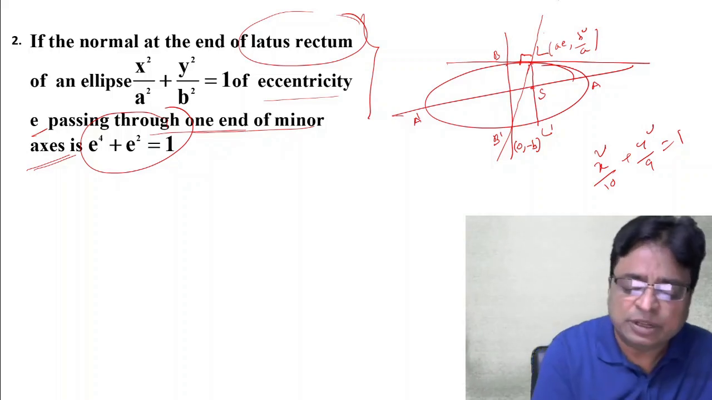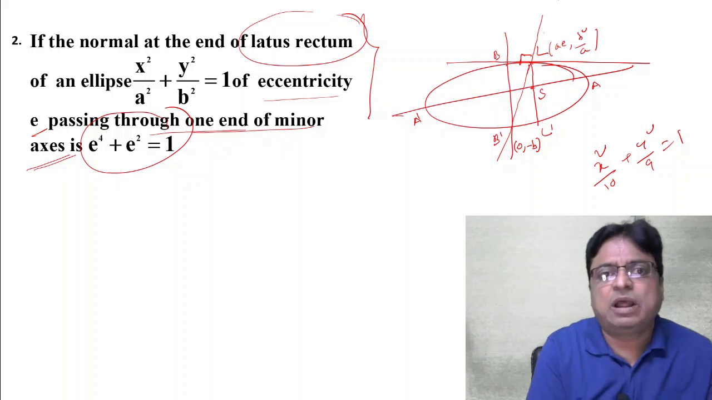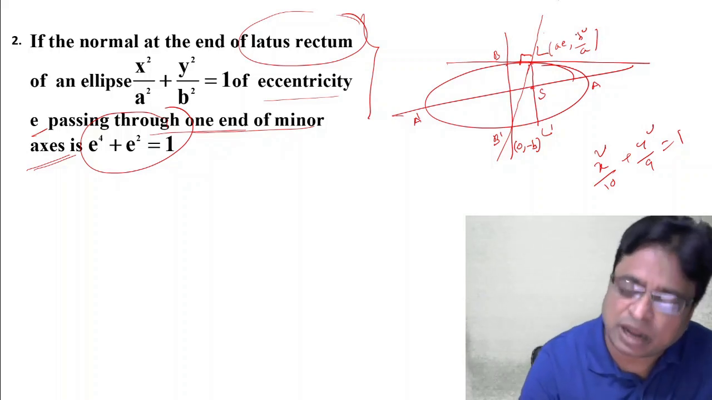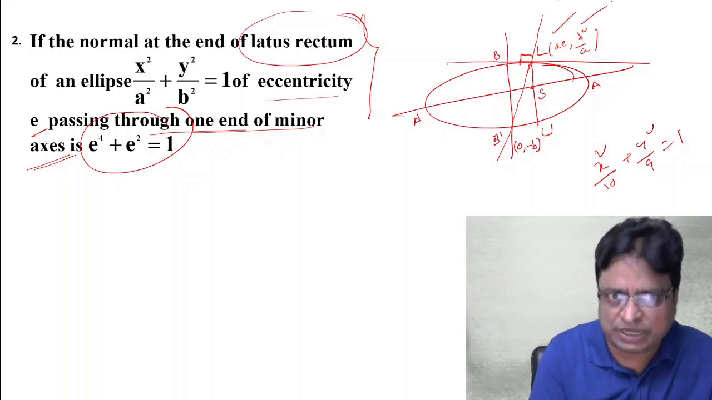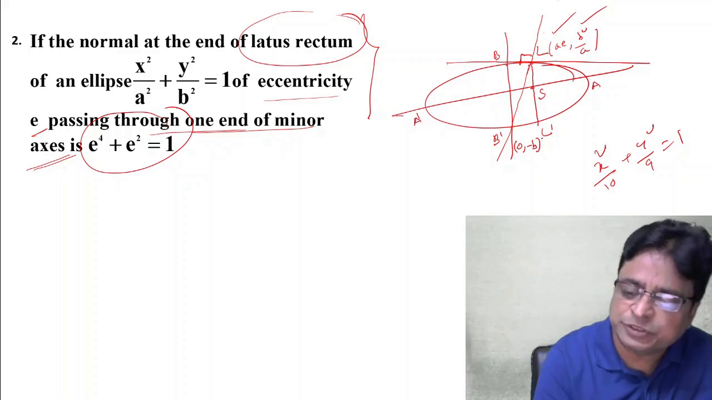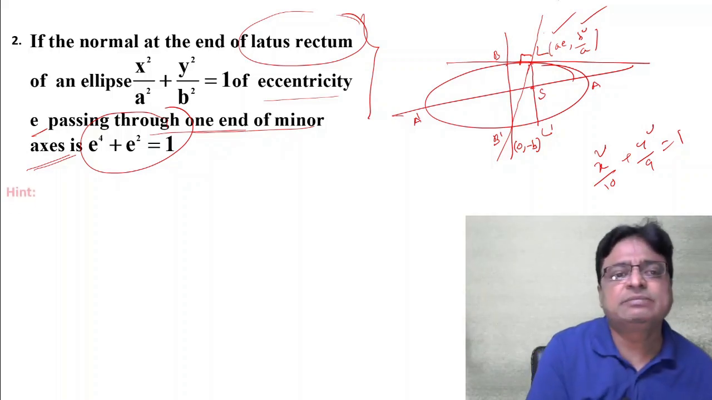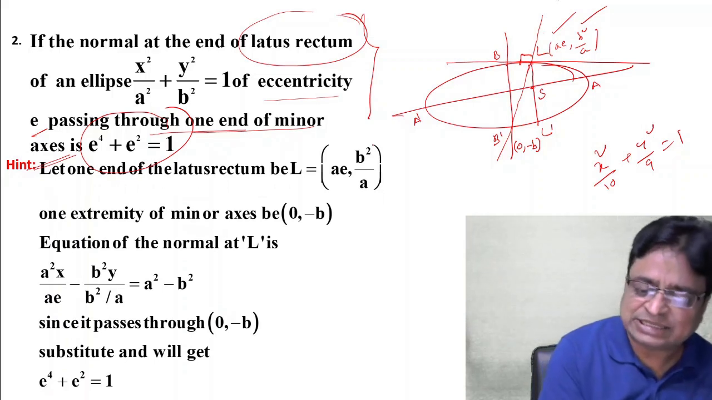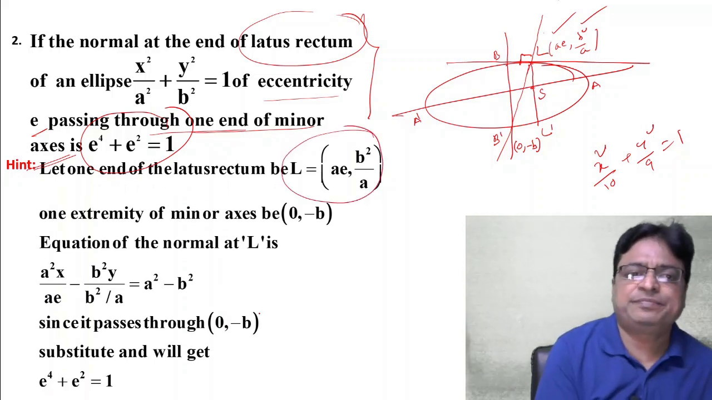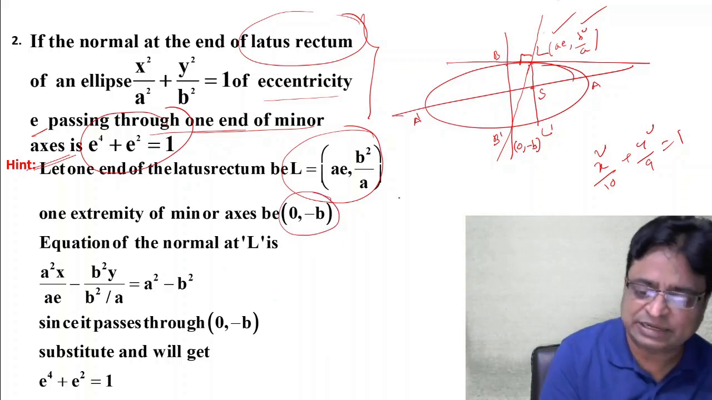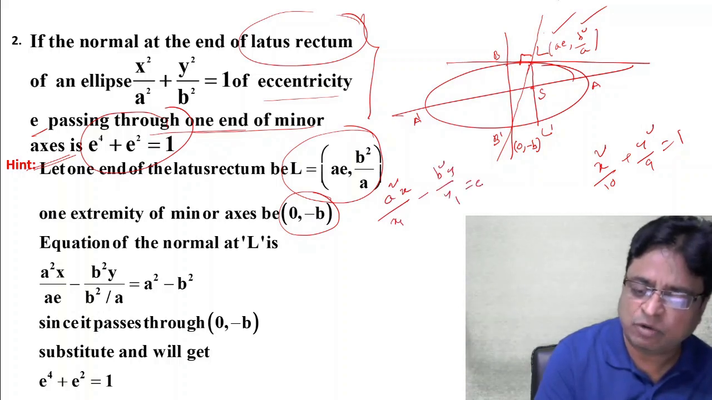So now I am writing the equation of the normal, and in the place of x1 y1, I am writing the normal at (ae, b square by a), and in that equation I will substitute the point (0, minus b), and after simplification I will get the answer. See my friends, this is my end of the latus rectum, and one extremity of the minor axis is (0, minus b). And as I said, the equation of the normal is a square x by x1 minus b square y by y1 equal to a square minus b square.